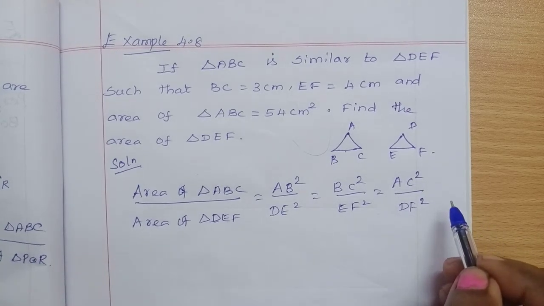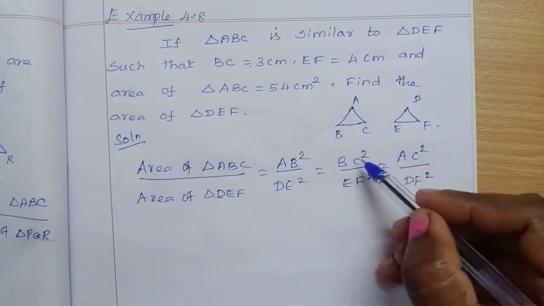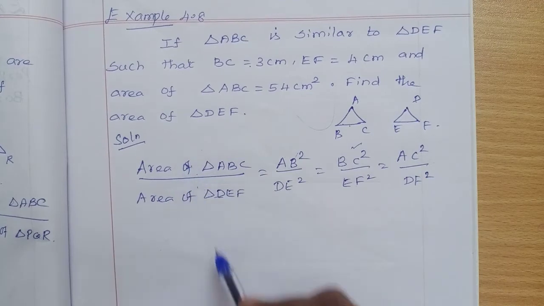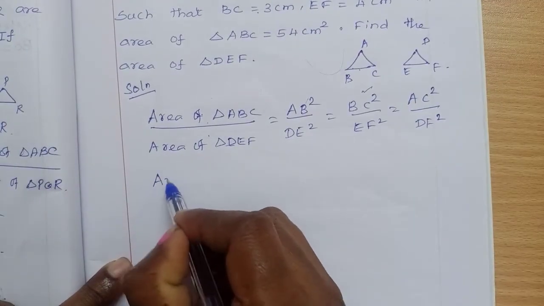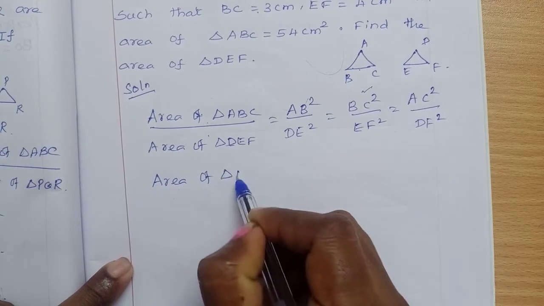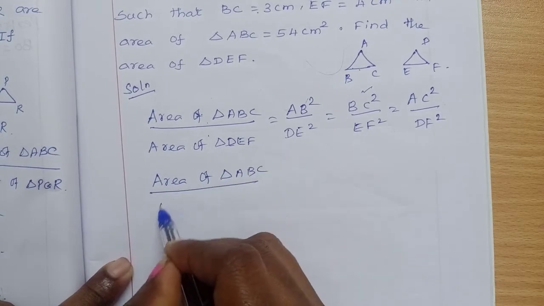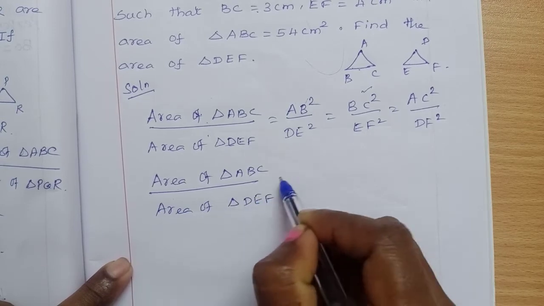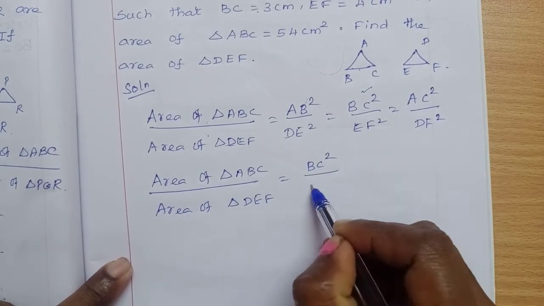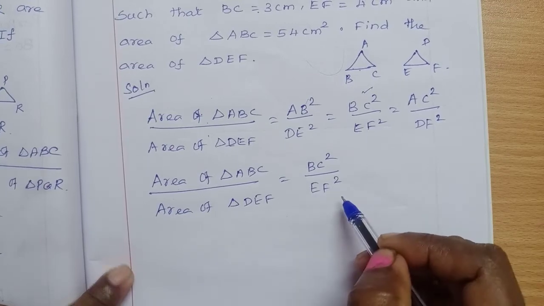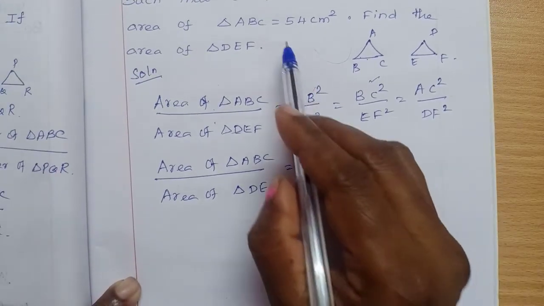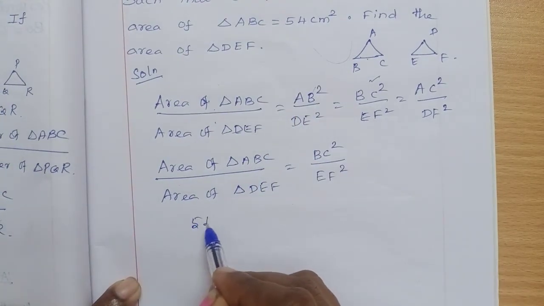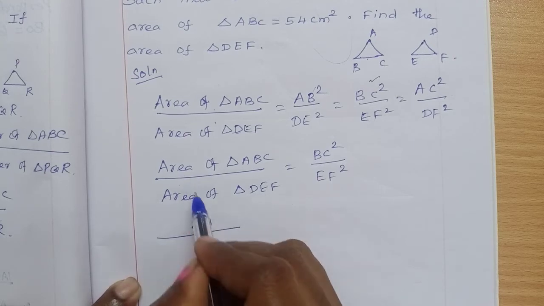So, here BC and EF values are given. So, these ratio take it. These two leave it. And this also we need. So, therefore, area of triangle ABC by area of triangle DEF is equal to BC square by EF square. So, now substitute the given value. So, area of triangle ABC equal to 54 centimeter square divided by this we are going to find.